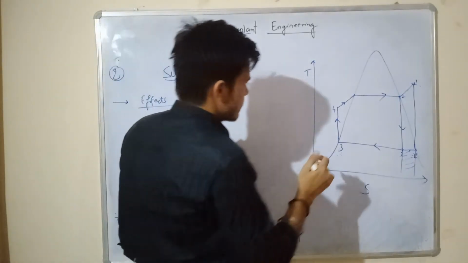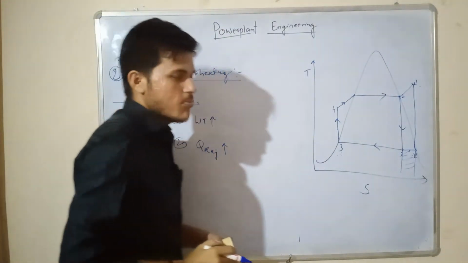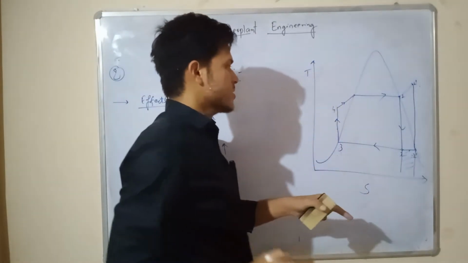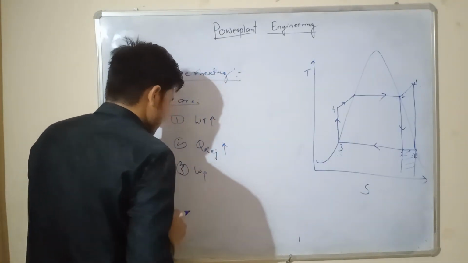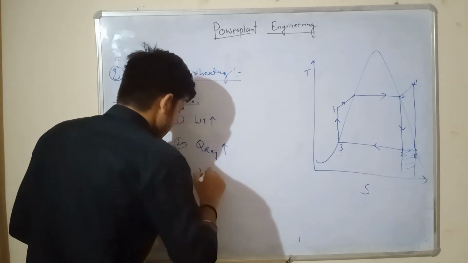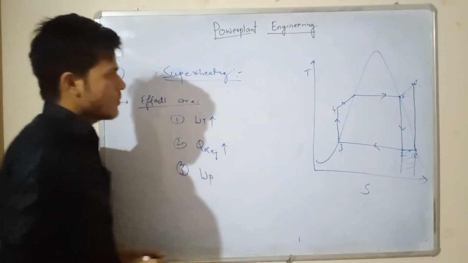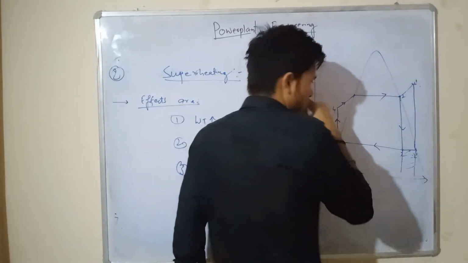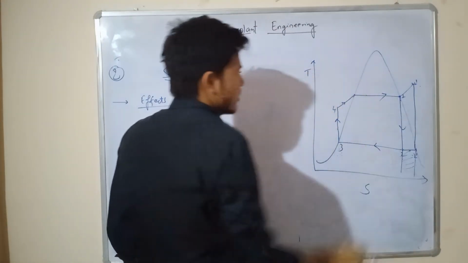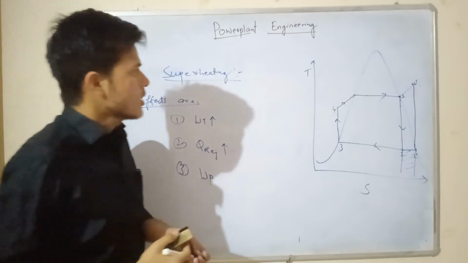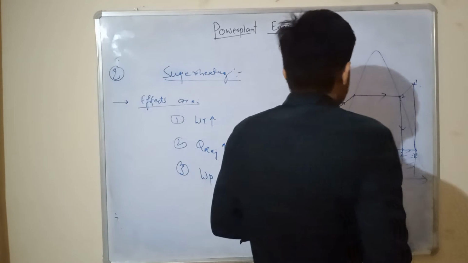Now coming to the point, this part is what? This is 3 to 4. 3 to 4 means the liquid is compressed by the pump. It means WP we kept here. WP is a constant. We are considering the pump work W pump as a constant. Now coming to the point, 4 to 1 dash. In this case, we are supplying the heat.